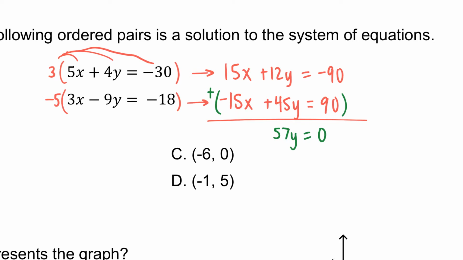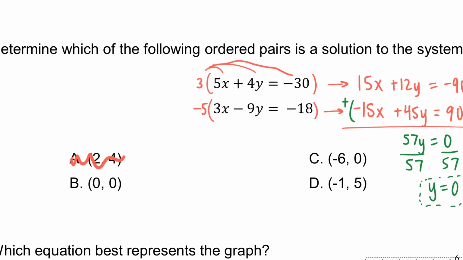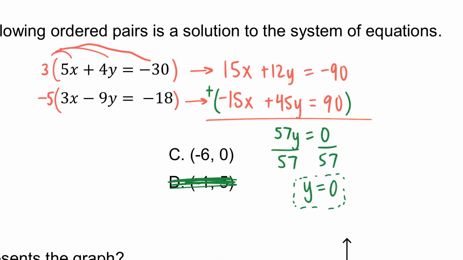I got a little worried there. I was like, whoa, 57. That's not going to work out well. So I'm going to divide by 57, and you get y is equal to 0, because 0 divided by 57 is 0. Okay? So if y is 0, then we could go back in and plug and solve for x. I know now that this cannot be an answer because the y value is not 0. So it's either -6 for x or 0 for x. So let's just take one of our equations. I'm just going to take this first one here.